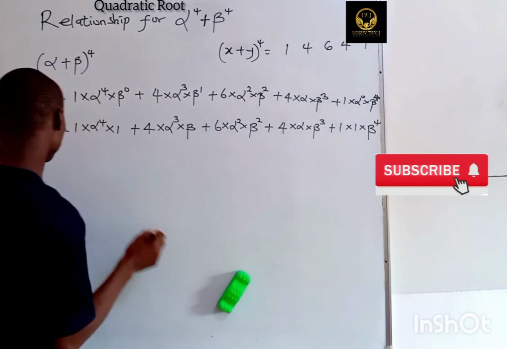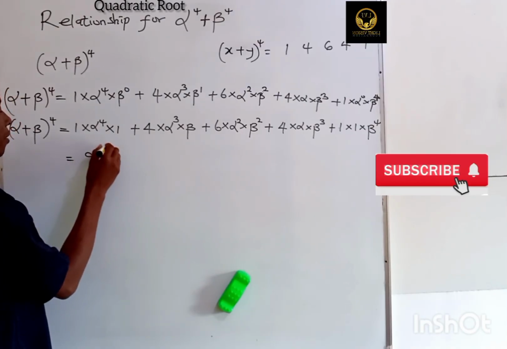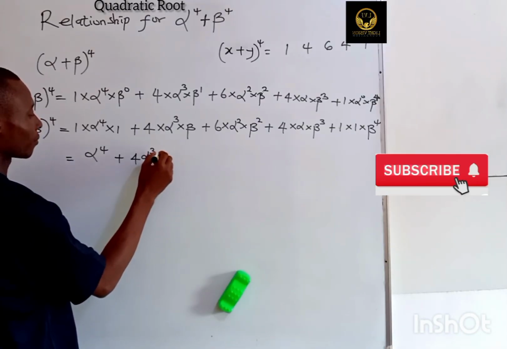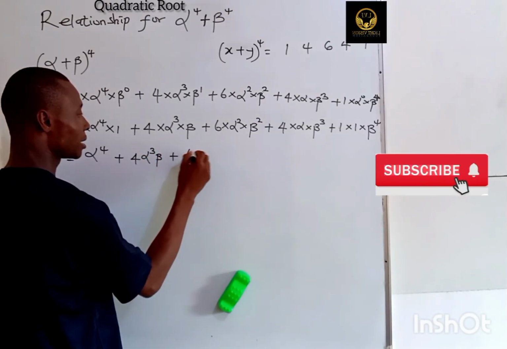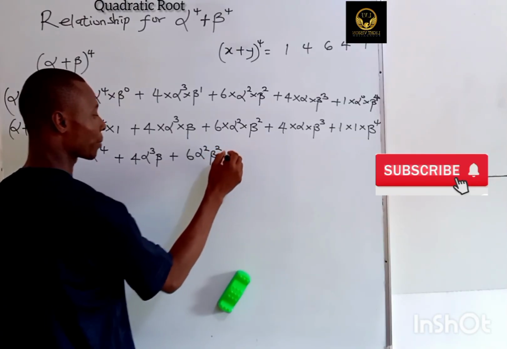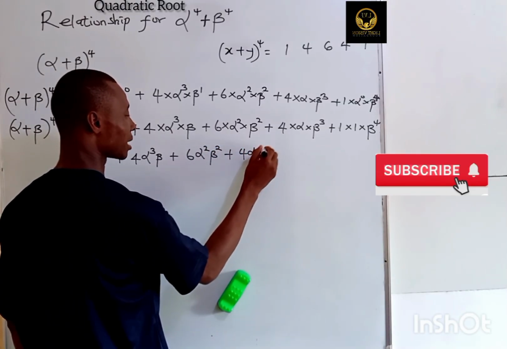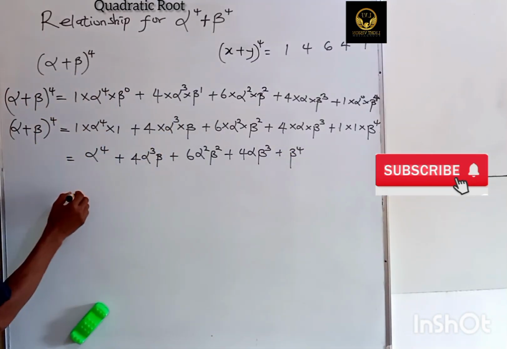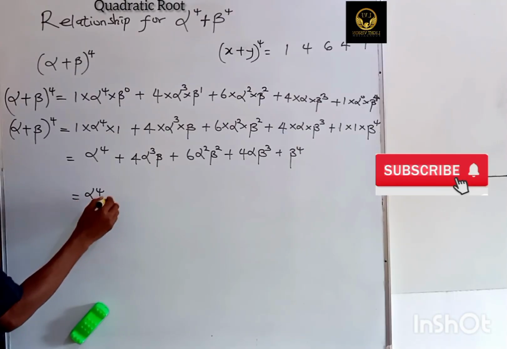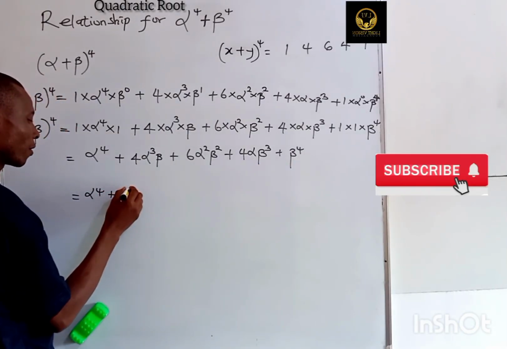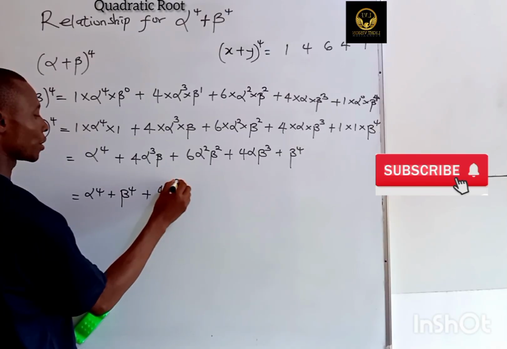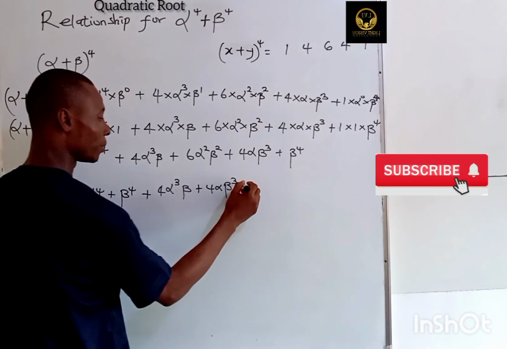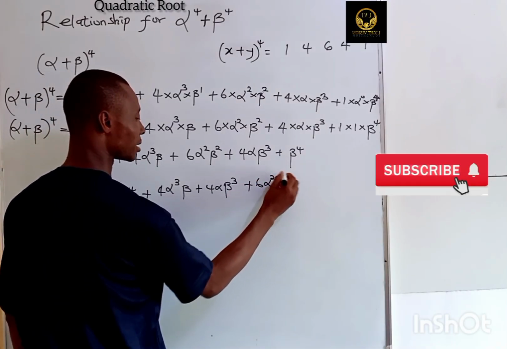the power of 4. So this becomes alpha raised to the power of 4 plus 4 alpha cube beta plus 6 alpha square beta square plus 4 alpha beta cube plus beta raised to the power of 4. Now this becomes alpha raised to the power of 4 plus beta raised to the power of 4 plus 4 alpha cube beta plus 4 alpha beta cube plus 6 alpha square beta square.